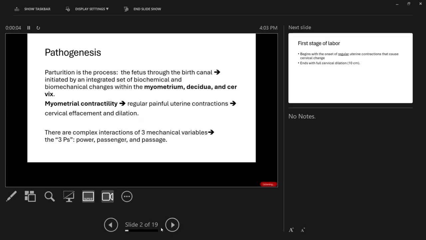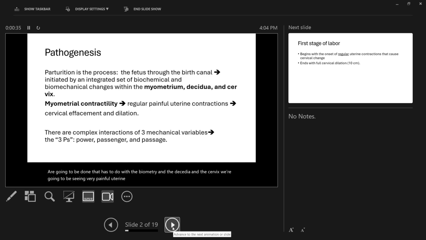Okay, talking about labor pathology, let's begin with the pathogenesis. The process of labor means when the fetus goes through the birth canal and several changes are going to be done that have to do with the myometrium, the decidua, and the cervix. We're going to be seeing very painful uterine contractions and also dilation and advancement of the cervix.